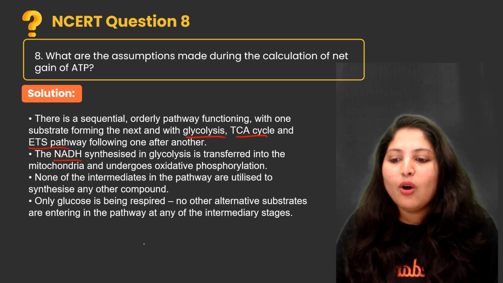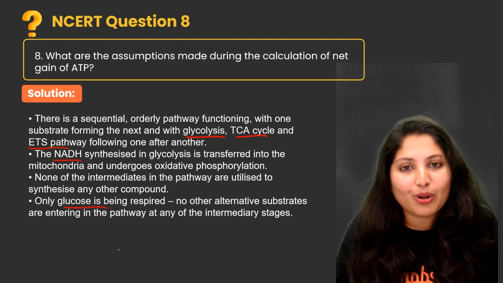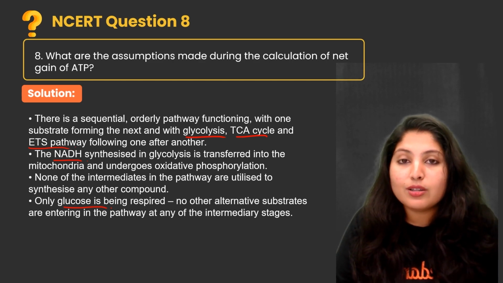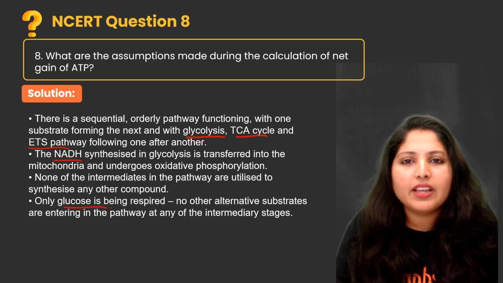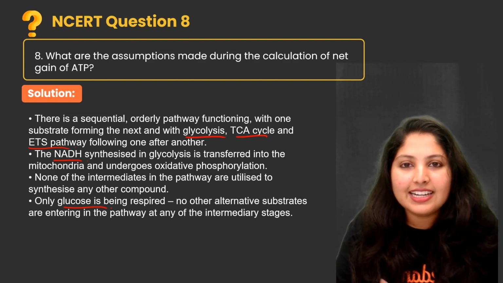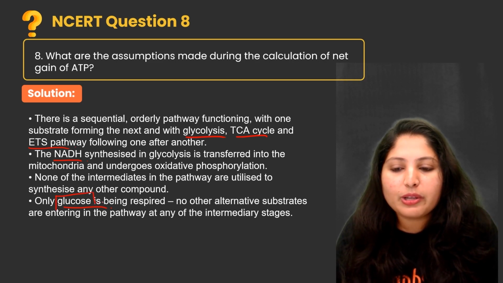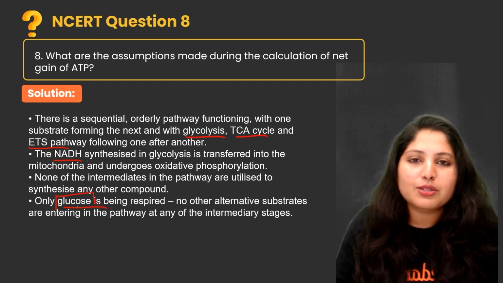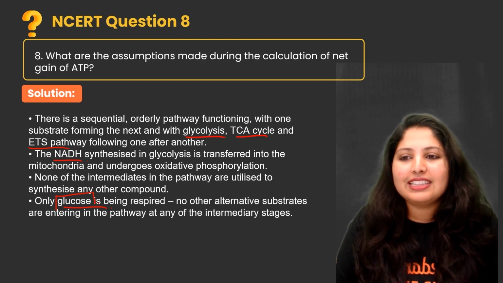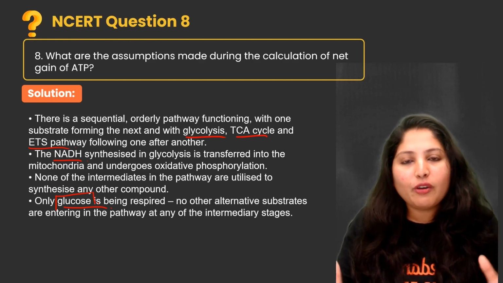Next one, only glucose is being respired. There is no other molecule respired. Is it correct? No. Amino acids are also respired, and also fatty acids and nucleic acids. These are also respired. So only for the glucose molecule can we give an exact number. For other molecules we cannot give the exact number. So these are the assumptions made during calculation of the gain of ATP.